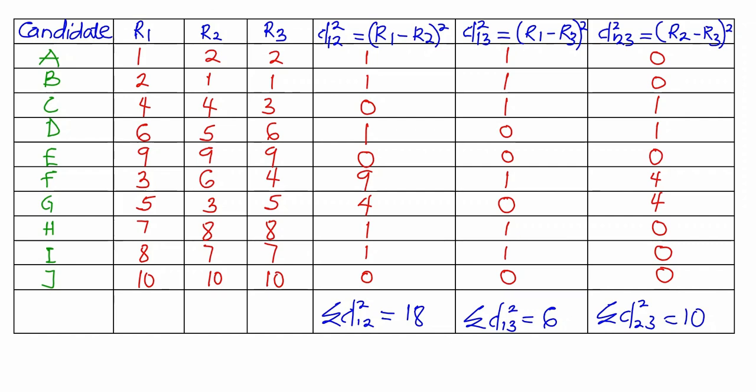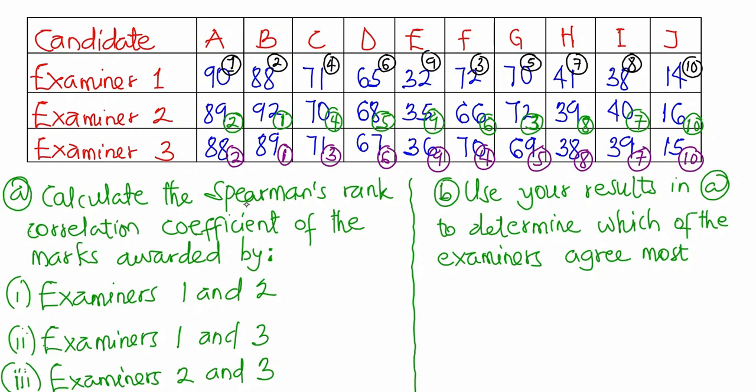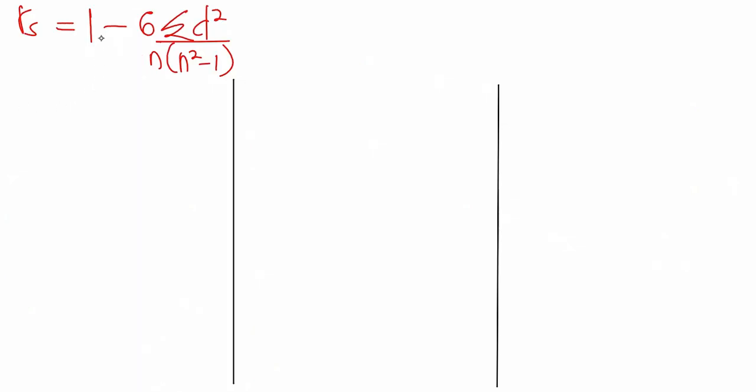So we go back to the question. And the question said to calculate the Spearman's rank correlation coefficient of the marks awarded by (I) examiners 1 and 2, and (II) examiners 1 and 3, also examiners 2 and 3. So you have to calculate the Spearman's rank correlation for each of the examiners here. Now we come back and we can recall that the formula for the Spearman's rank correlation coefficient is 1 minus 6 sigma d squared divided by n into bracket n squared minus 1. So this is the formula we're going to use in calculating the Spearman's rank correlation coefficient for the examiners.